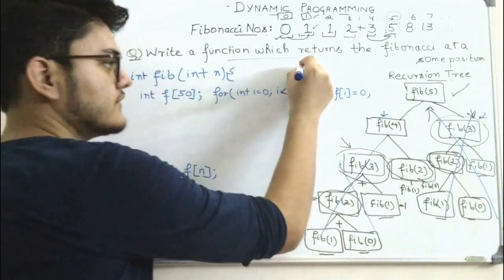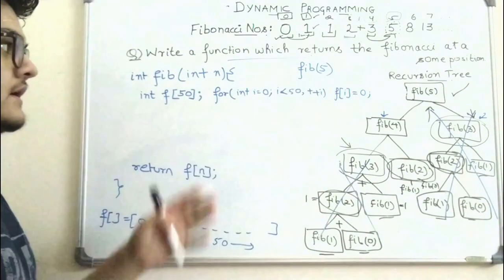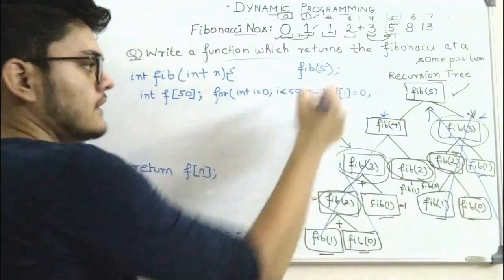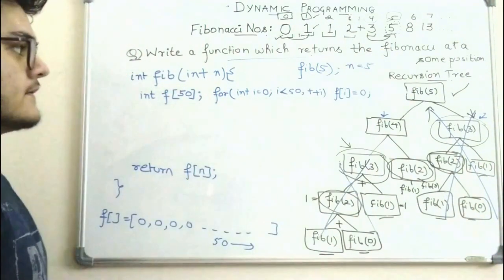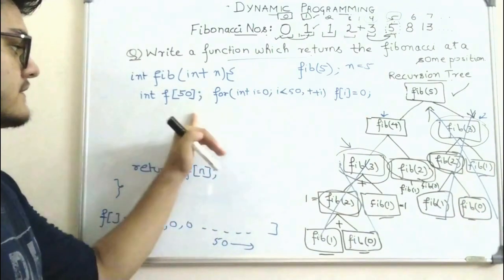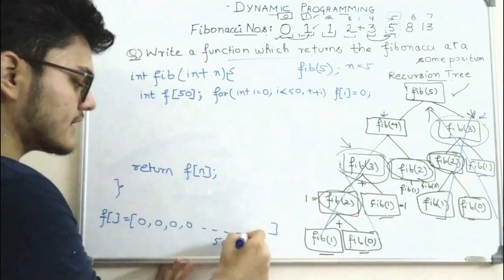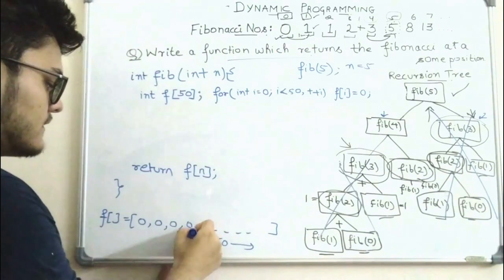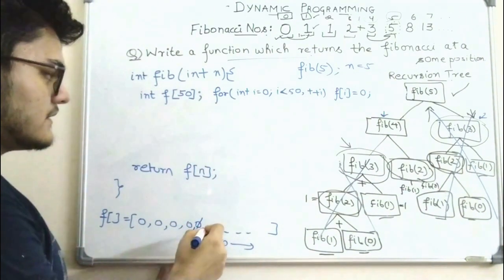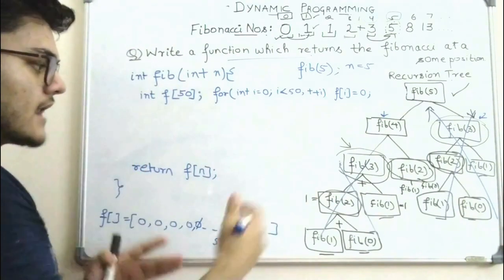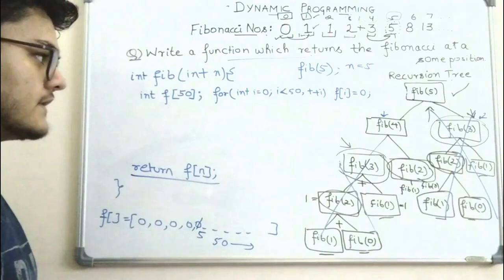So let's suppose initially it was fib of 5. So this is the function call. So the value of n is equal to 5. So now what we want to do is, we will do the steps here which will basically override the value at the nth position. So if this is 0, it will override this value with the Fibonacci number after calculations. So it will be 5, and then we are just going to return f of n.